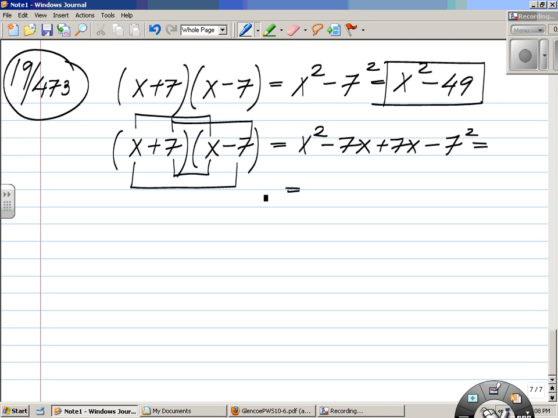Combine like terms, simplify. Let me finish here. x squared, the middle terms add to 0, minus 49. And we are done. Questions?